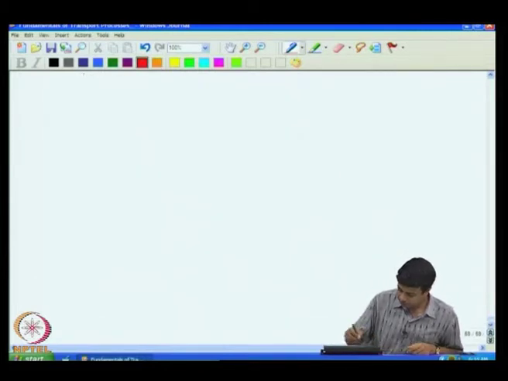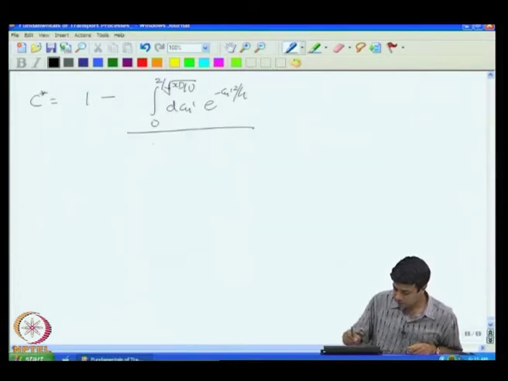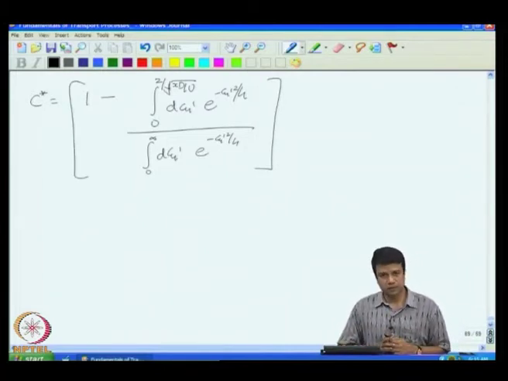and that solution will be of the form C star is equal to 1 minus the integral 0 to z by root of dx by u of d psi prime e power minus psi prime square by 4, divided by the integral 0 to infinity d psi prime e power minus psi prime square by 4. That is my final solution for the concentration field.